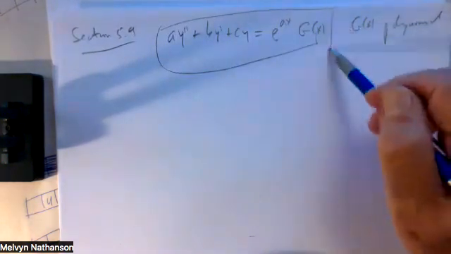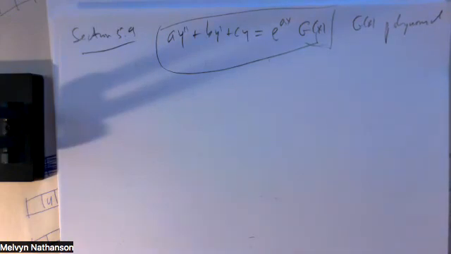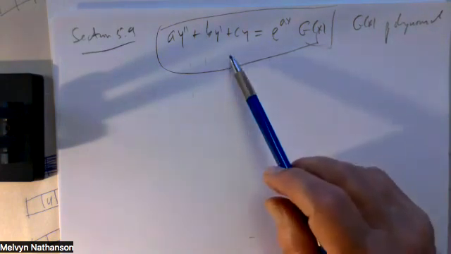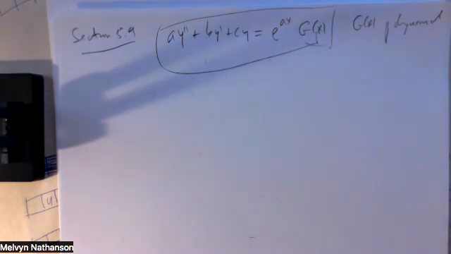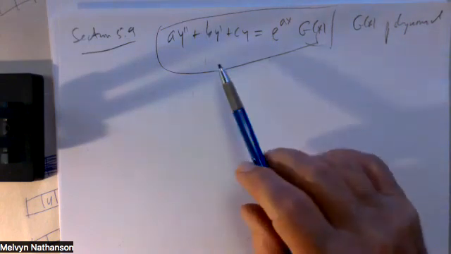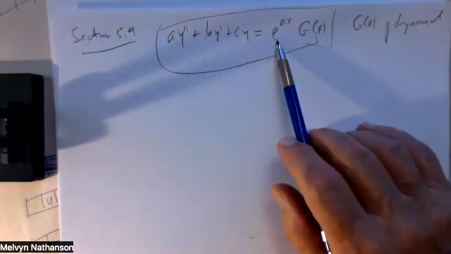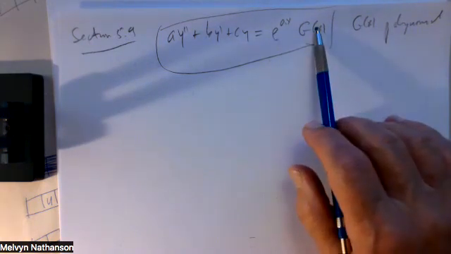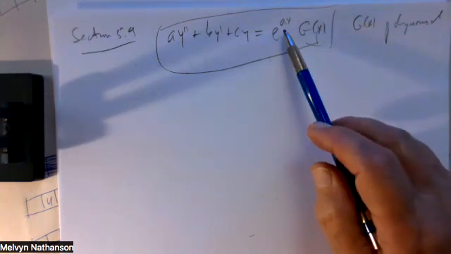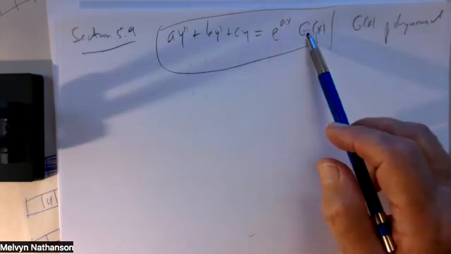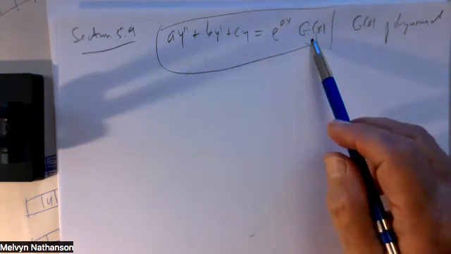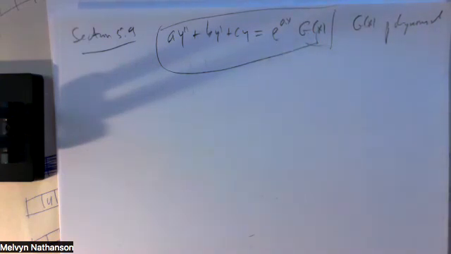When we started to look at homogeneous second order equations in section 5.2, we restricted ourselves to constant coefficient ones. Now we're going to look at constant coefficient second order equations where the right-hand side is an exponential or a polynomial or a product of them. If you choose a equals 0, this is just a polynomial. If you choose g of x equal 1, this is just an exponential.